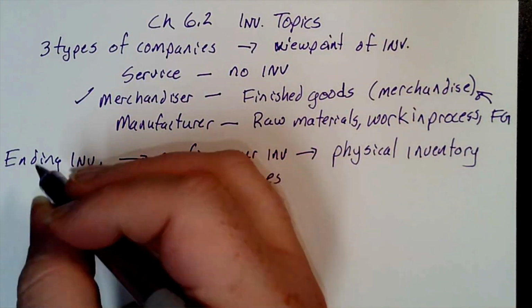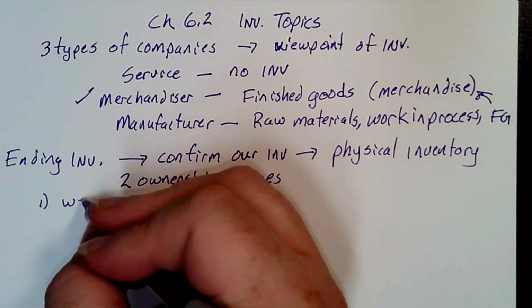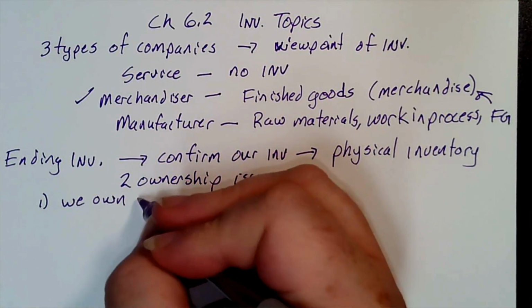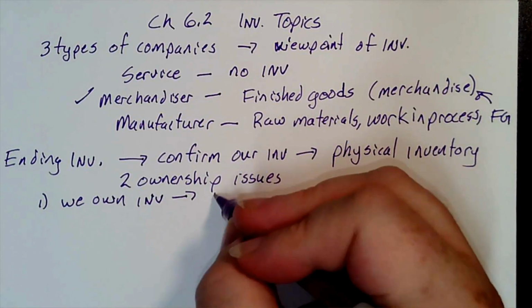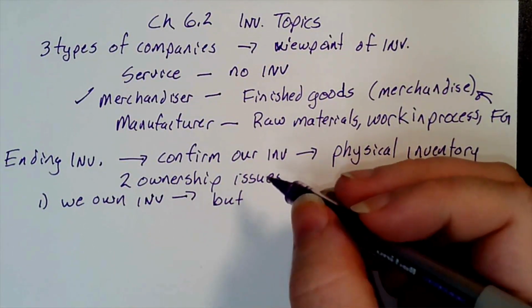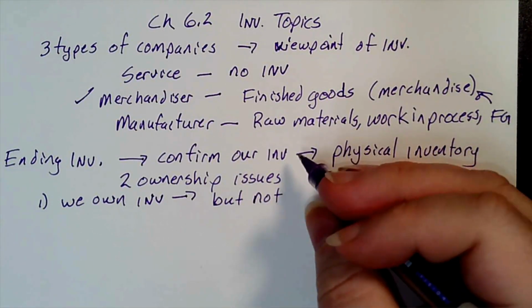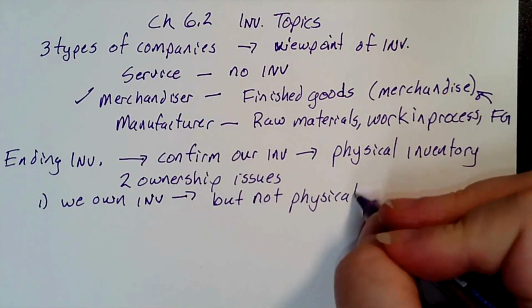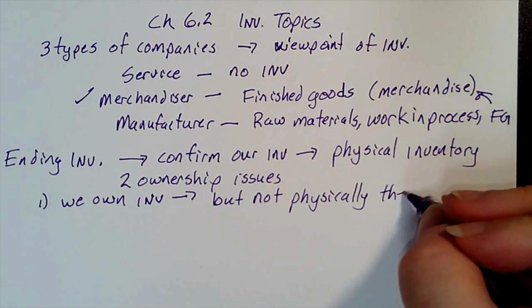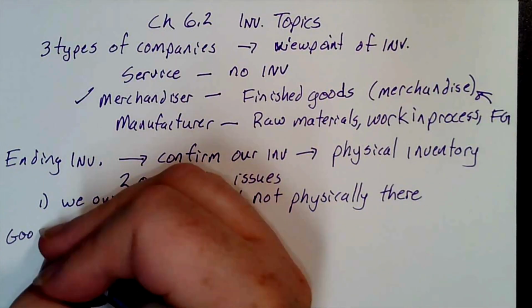The first one is we own inventory, but it's not physically in our warehouse, or it's not physically in our store. It's not physically there. Well, what is this situation? This situation is what we call goods in transit.